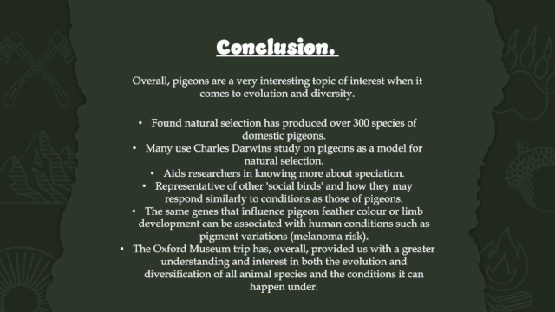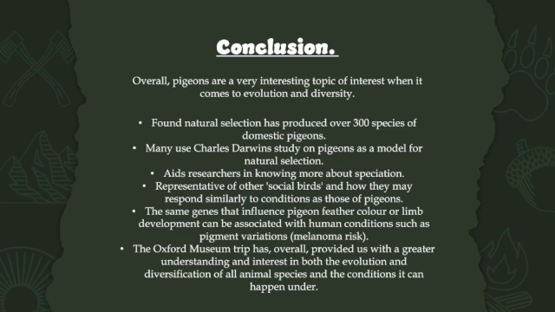Overall, pigeons are a great topic of interest when it comes to evolution and diversity. We found a lot of key information, like the fact natural selection has produced over 350 different species of pigeon, proving them to be one of the most diverse breeds of bird. Charles Darwin is one of the first researchers in the field. Many use his research on pigeons as a model of natural selection. The overall information found on pigeons has aided other studies of speciation. The data provides a representative insight into other social breeds of bird and how they will most likely respond similarly to that of a pigeon.